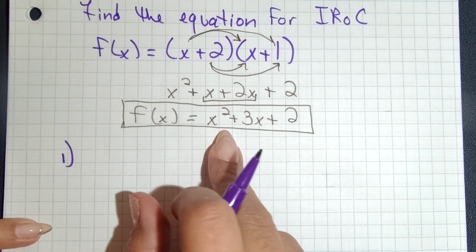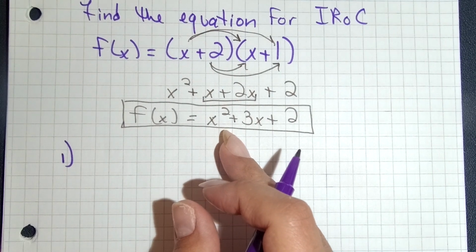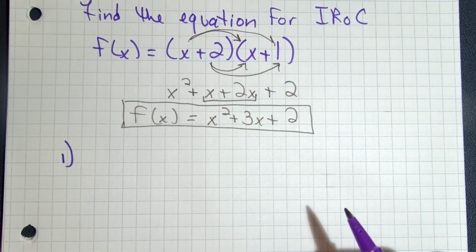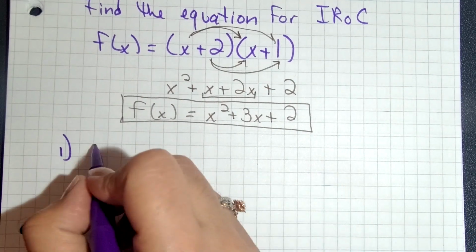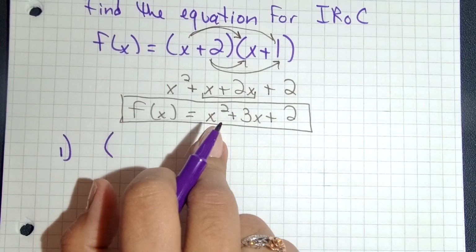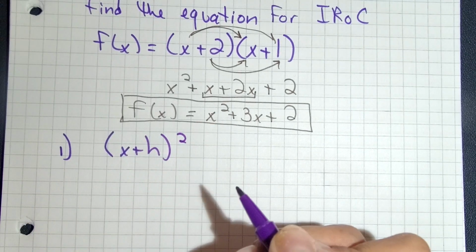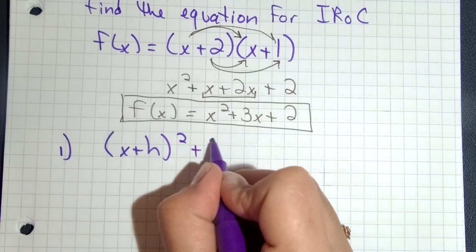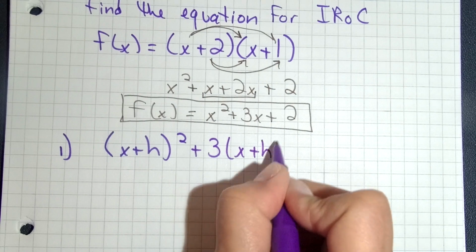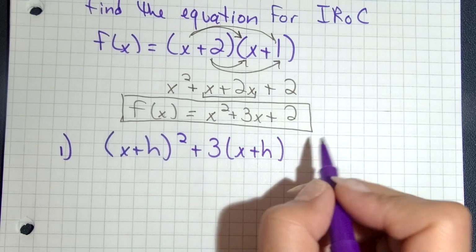So what do I need to do to f of x plus h? What do I do to x plus h? For every x, so I have an x squared here. It's going to be x plus h squared plus 3 times x plus h plus 2.